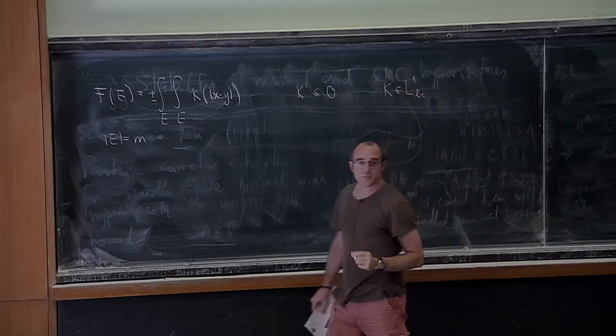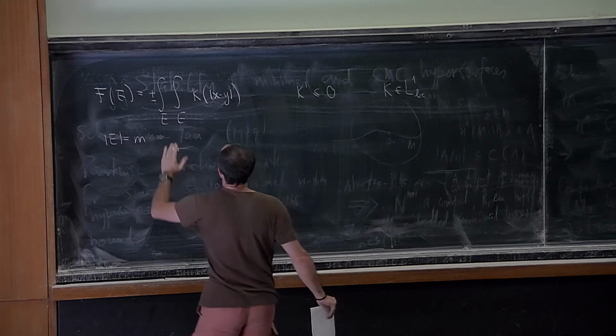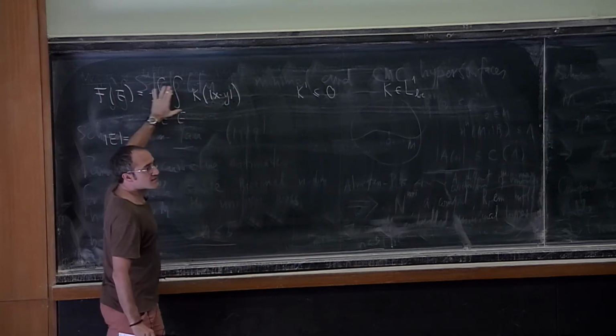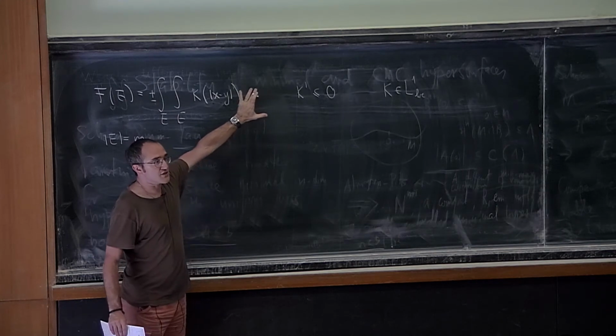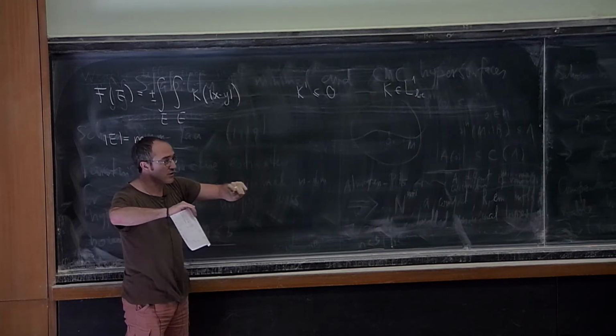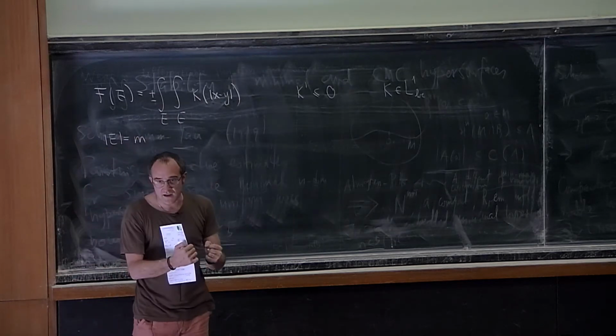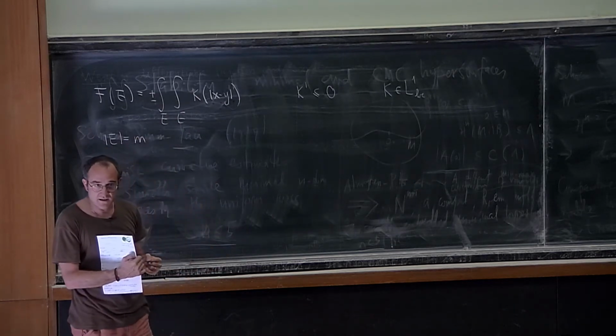So, typical examples of this kernel. In some sense, if there is a plus here, one has to think of this as a repulsive interaction between points, which want to go far one from the other. And if there is a minus, it's rather an attractive interaction between points of the set E.